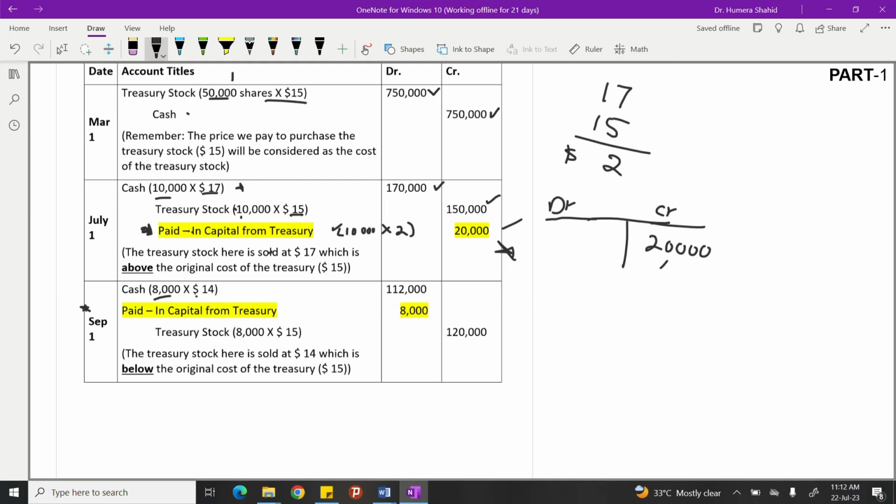8,000 shares are sold and the sale price you charge is $14, so you get cash of 112,000. Treasury stock gets credited with its cost, that is 120,000. So how much shortage do you have? See here, 15 was the cost, but the issue price is 14. So there is a $1 shortage, or you can say you charged a lower price for each share.